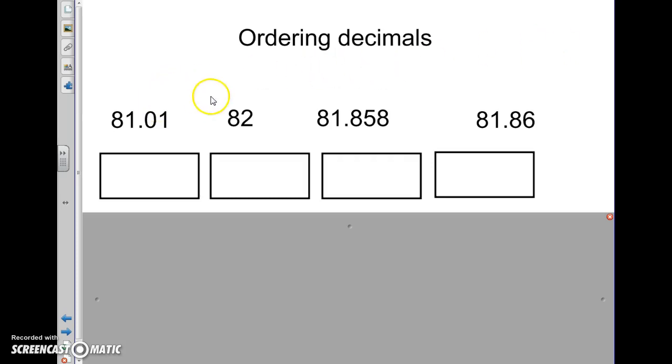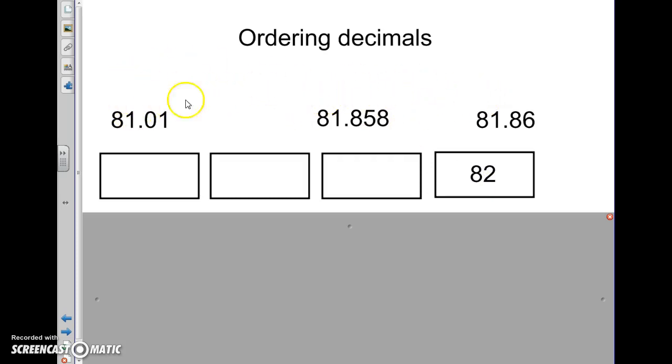First of all, I'm going to look at these four numbers here, and I can see that this one's 81 and a decimal. This is 82. This one's 81 and a decimal. This one's 81 and a decimal. So these three here are all 81 and then some. And this one, though, is a whole number larger than 81. It's 82. So there's not really a wrong way to do this. I'm just going to start with the largest this time, because I already know this is the biggest, because this is a whole number larger than 81, where these ones are 81 and then some.